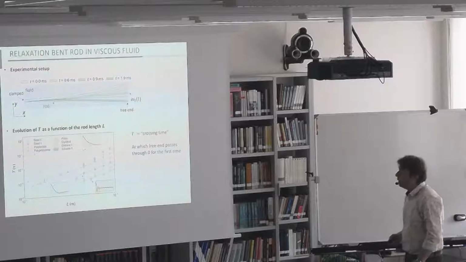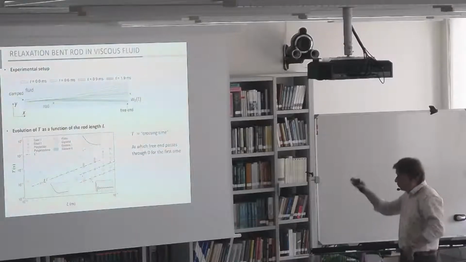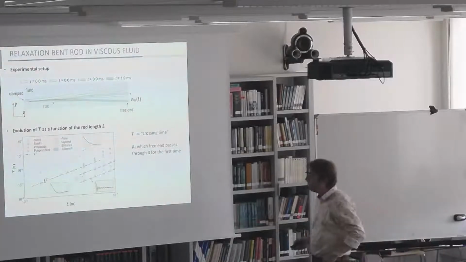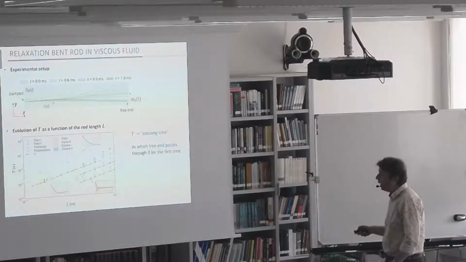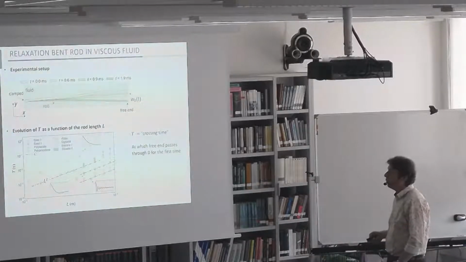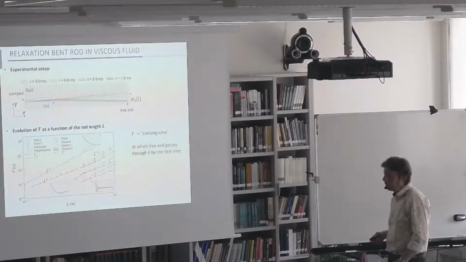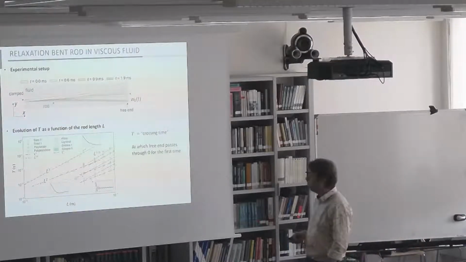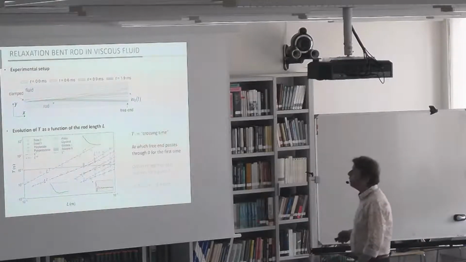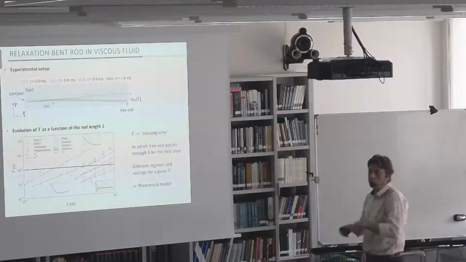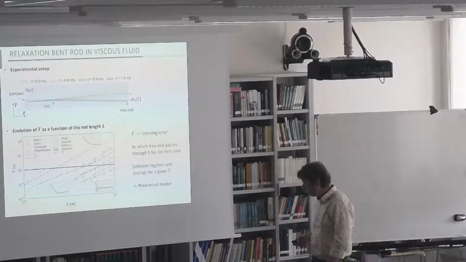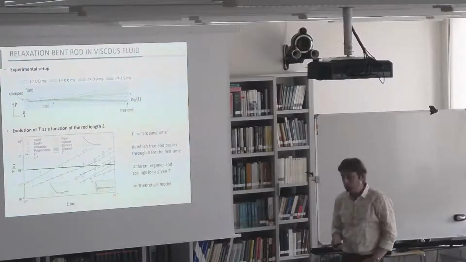And nevertheless, you can see some scaling. So for some data, you see that the crossing time varies like the length of the rod to the square. For some other data it is the length to the cube. And even for some other data it is with a power 3.6. But for a given value of the crossing time, you see that you can have different regimes. So to understand what is going on, we need a theoretical model.